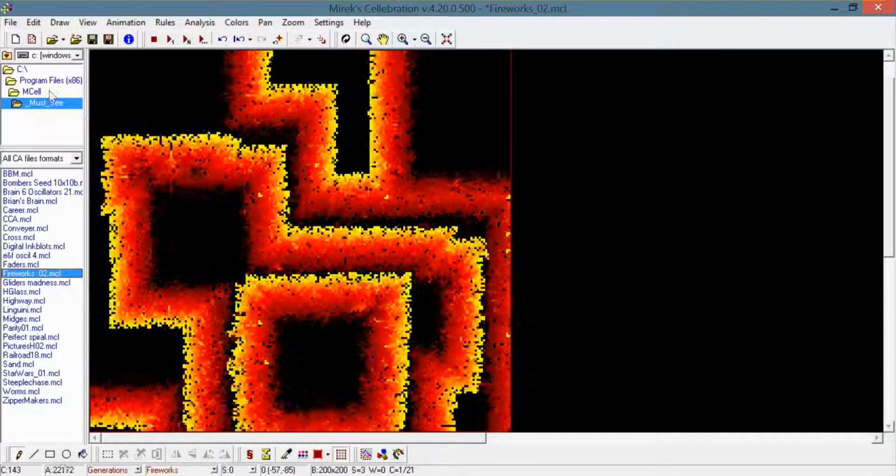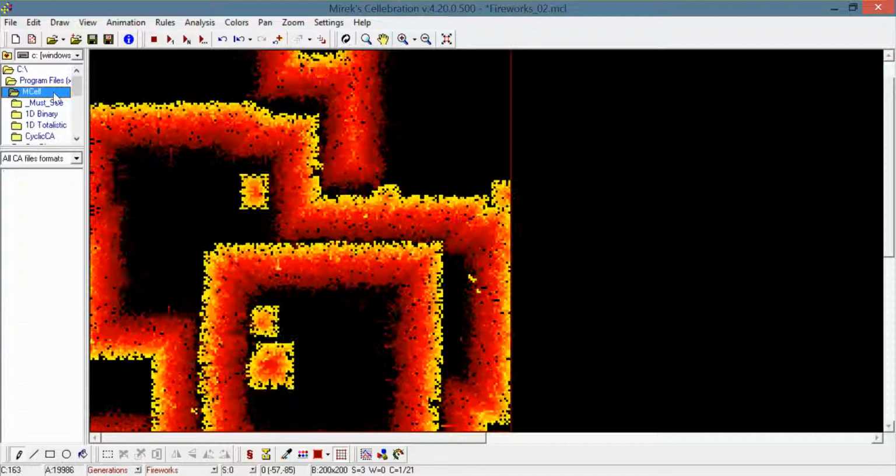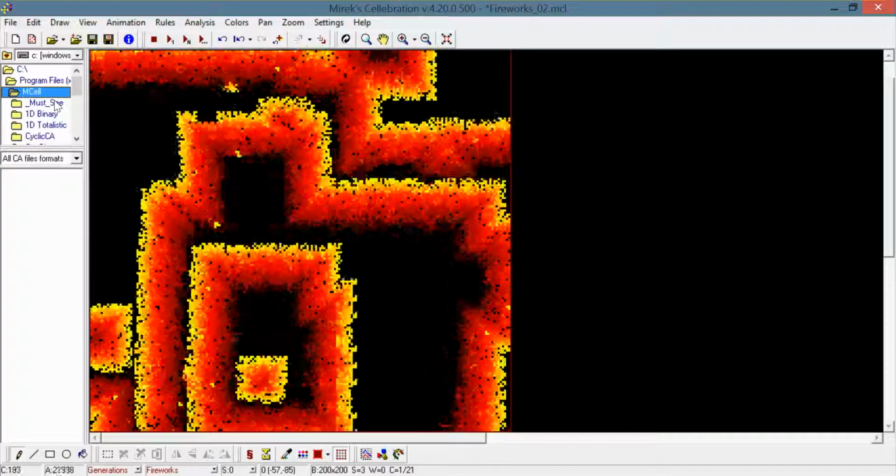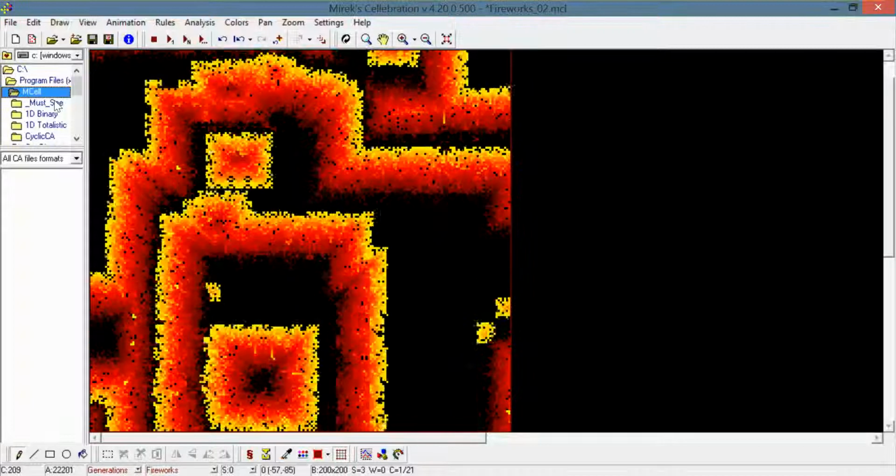Okay, so that's Mirek's Celebration. You should download this, play around with it yourself. It will be very helpful on your second assignment.